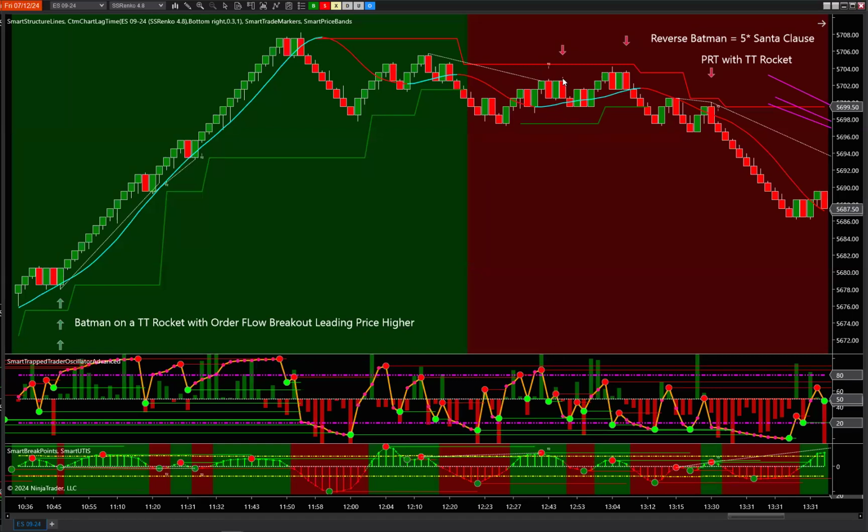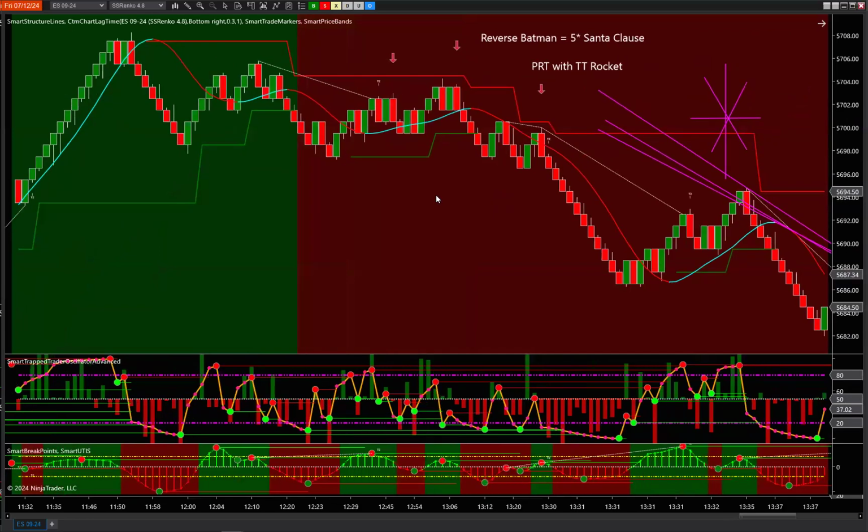So we finally turn red and we start getting signals. That's early, and we can't help that. We talk about a 15 tick stop. That's exactly 15 ticks. There are traders that use larger stops, and of course they make a whole lot more money. Here's a Batman on a rocket right there. We have reverse Batman, where we break through red and green.